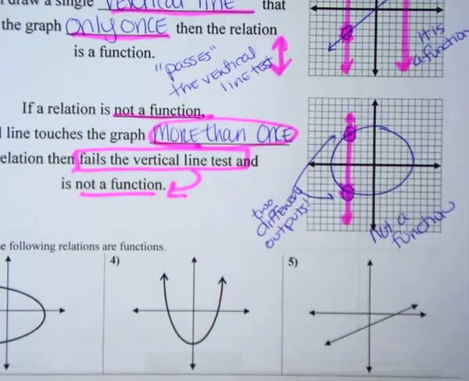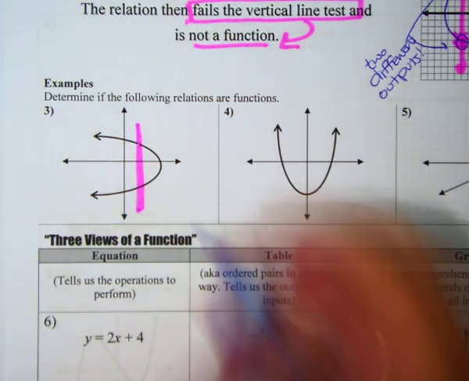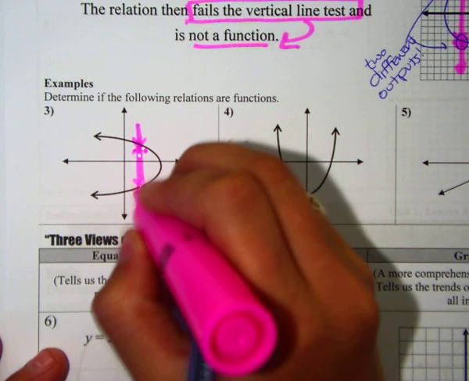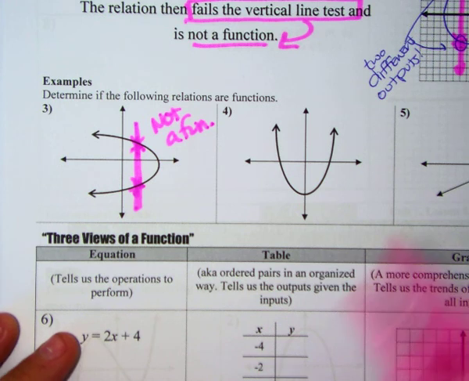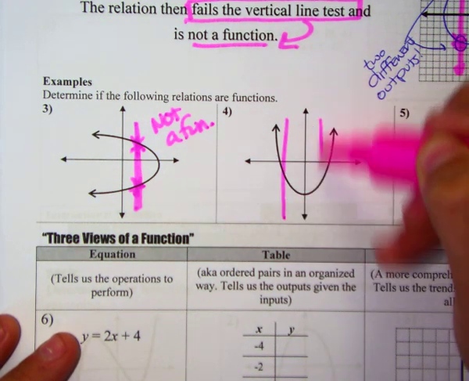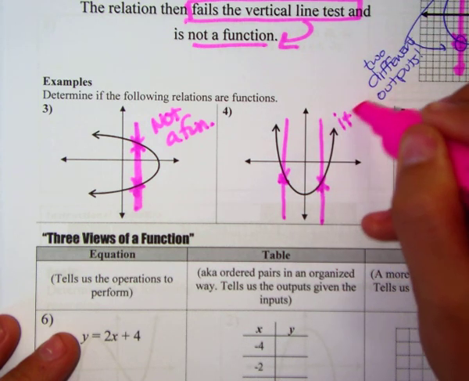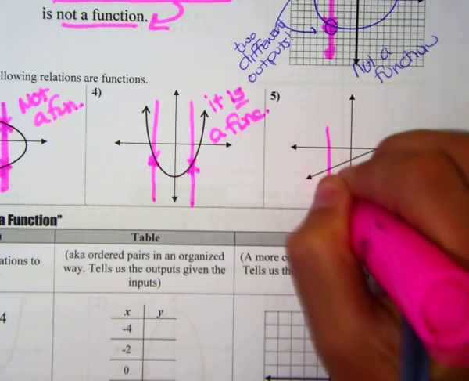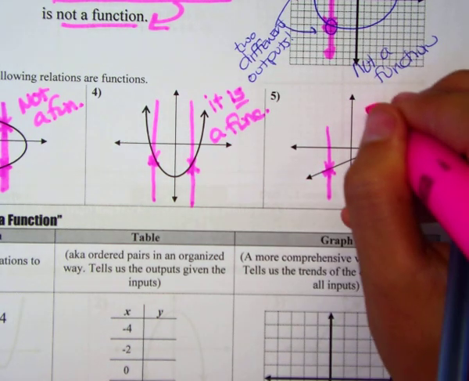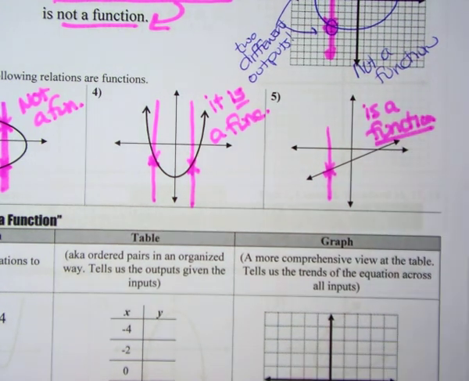Okay? Some quick examples. This one, number 1, when I draw that line, it touches at two different spots, so it's not a function. The next one, no matter where I draw this vertical line, it only hits the graph once. So it is a function. Number 3, if I draw a vertical line, it only hits it once, therefore it is a function. Okay?